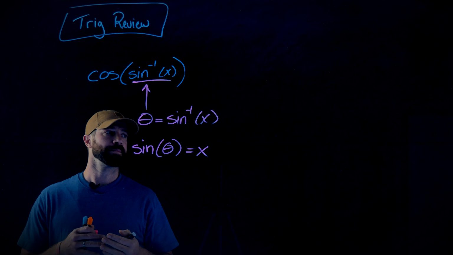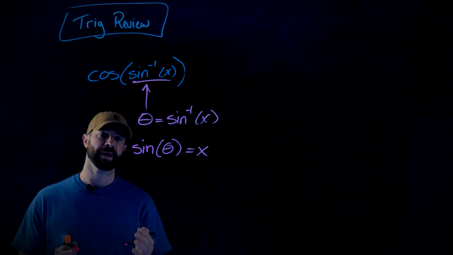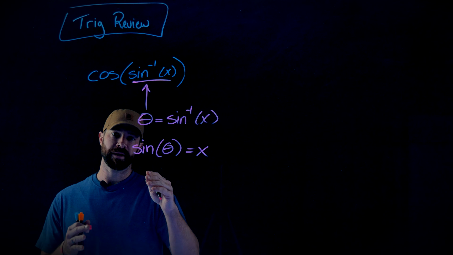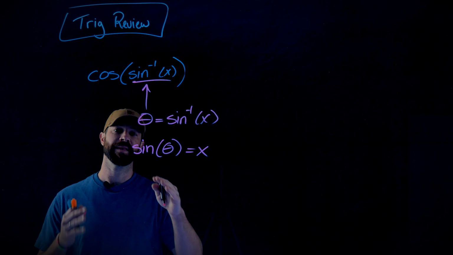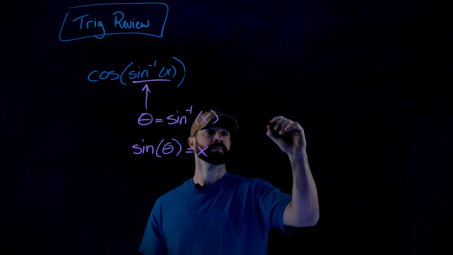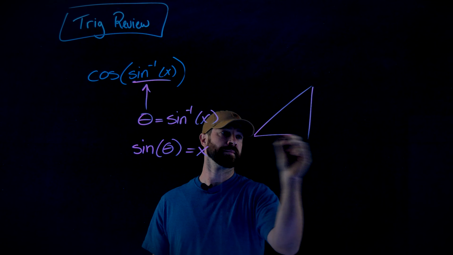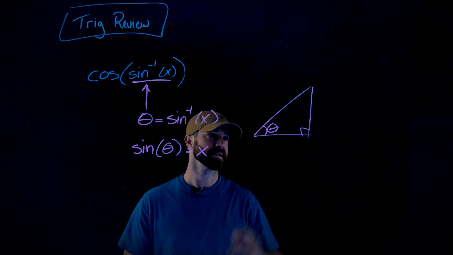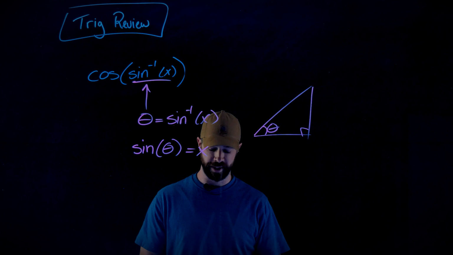We could use Pythagorean identities, but a very common way is to create a triangle. So I'm going to create a triangle with an angle theta that has a sine of x, and then what I'm going to do is find the cosine of that angle. So we've got a right triangle here. I'll just call this angle theta. Doesn't matter which of the non-90 degree angles I do.